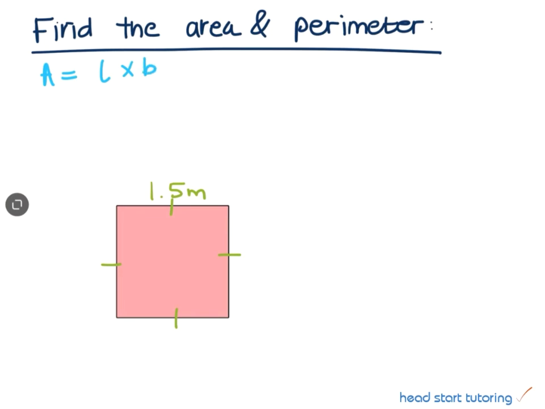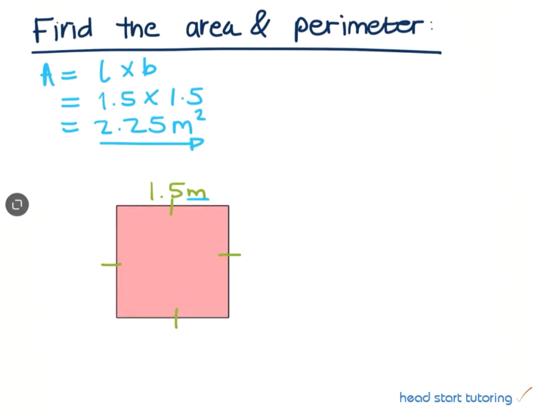Because our length and our breadth are equal to each other, you can just say length times length, or breadth times breadth, or side times side. So we end up with 1.5 multiplied by 1.5. And if you work that out, we get an answer of 2.25. And because we are multiplying meters by meters, we end up with a measurement of meters squared. Right, so the area of this square is 2.25 meters squared.